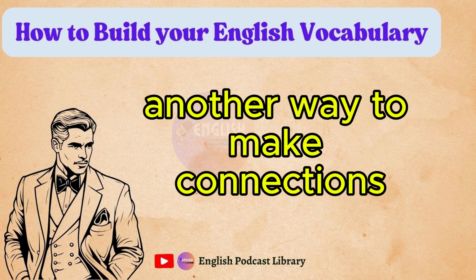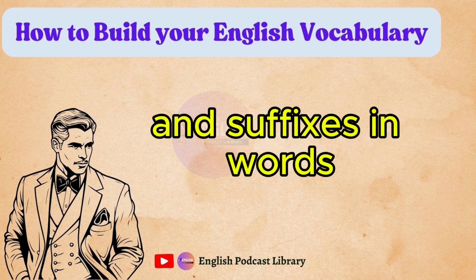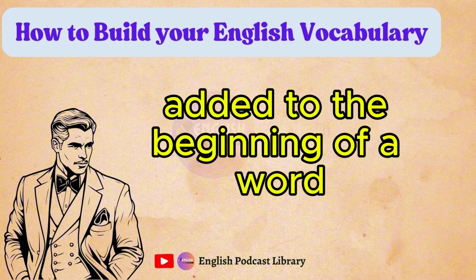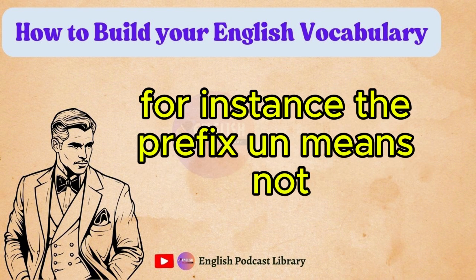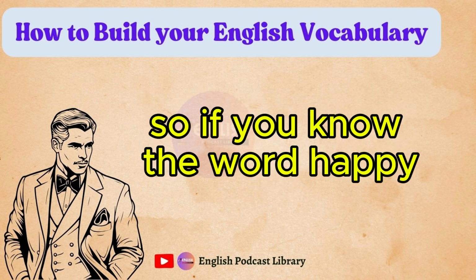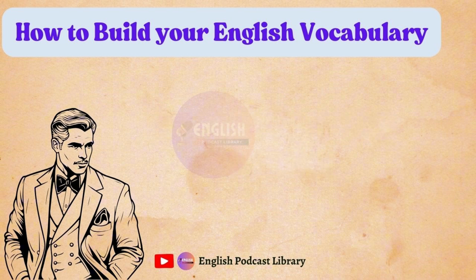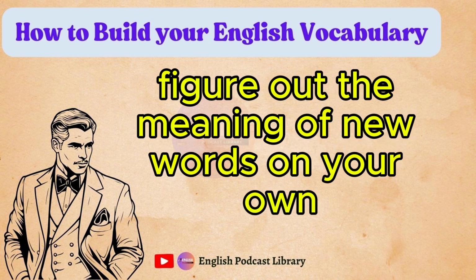Another way to make connections is by looking for prefixes and suffixes in words. A prefix is a small part added to the beginning of a word, while a suffix is added to the end. For instance, the prefix un means not. So if you know the word happy, you can easily understand the word unhappy by adding the prefix. This technique works with many English words and helps you figure out the meaning of new words on your own.